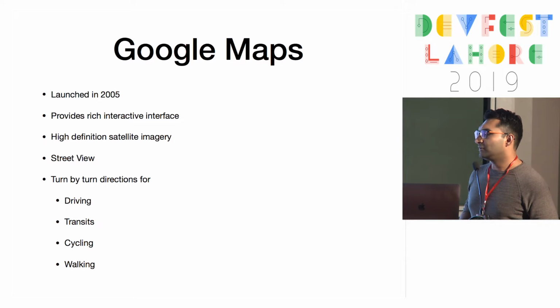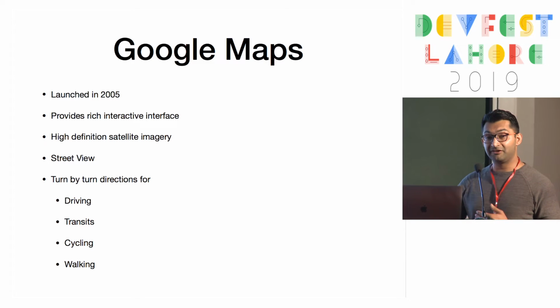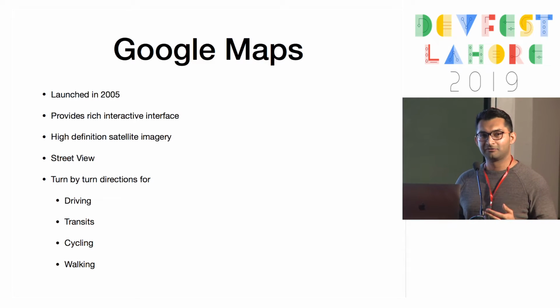After Street View, at about the same time, around 2007 and 2008, they added turn-by-turn navigation. Pakistan was still far behind. Turn-by-turn navigation was for driving, walking, cycling, even for ferries now, for air now.